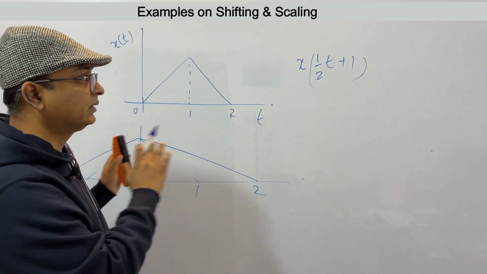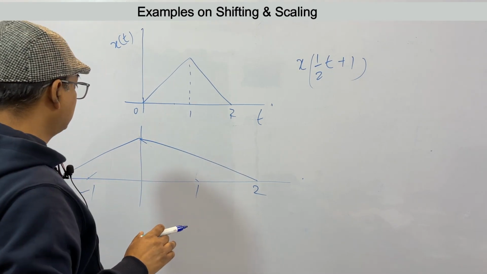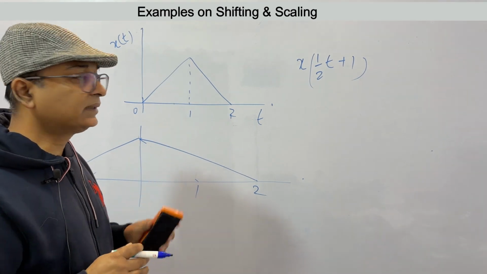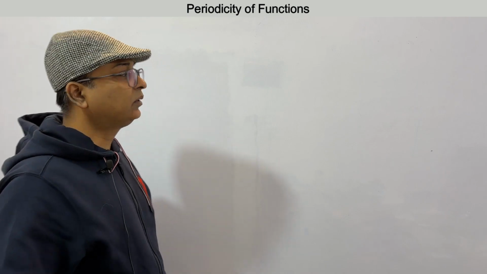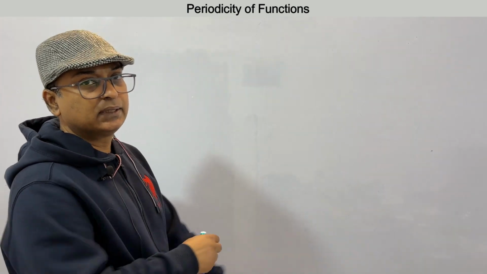Clear? I think we have discussed so many examples. Shifting and scaling must be very clear to you. Okay. Now let's understand, or to say let's revise, what are periodic signals.